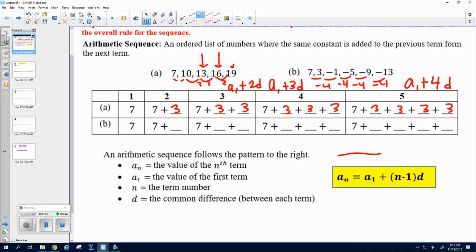So this is our formula for any arithmetic sequence. So a sub n is the value of the nth term, so that's the value of, say, the 10th term or the 11th term. A sub 1 is the value of the first term. N is the term number that you're on, so this is n right here, the 1, 2, 3, 4, or 5. And d is the common difference. So for part B, you guys, what would we fill in all these blanks? Yeah, just a negative 4 on every single one of these.